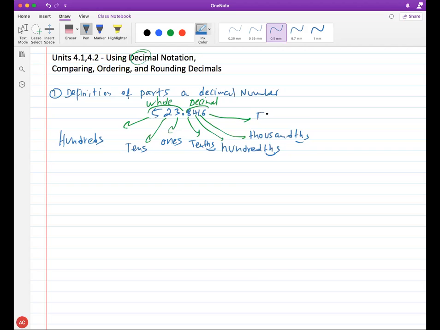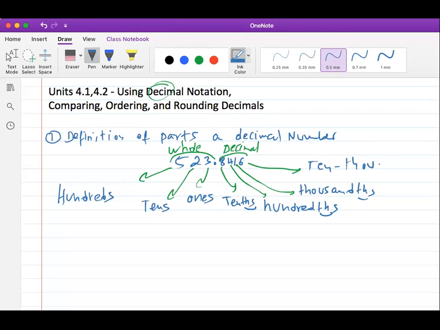And then the ten-thousandths and so on. The hundred-thousandths, the millionths, as in 1 out of a million. But we'll mostly be talking about these four place values here: tenths, hundredths, thousandths, and ten-thousandths, and so on. Each one of those place values has a name, and that helps us identify the decimal components of a number, also to write the decimal in words.